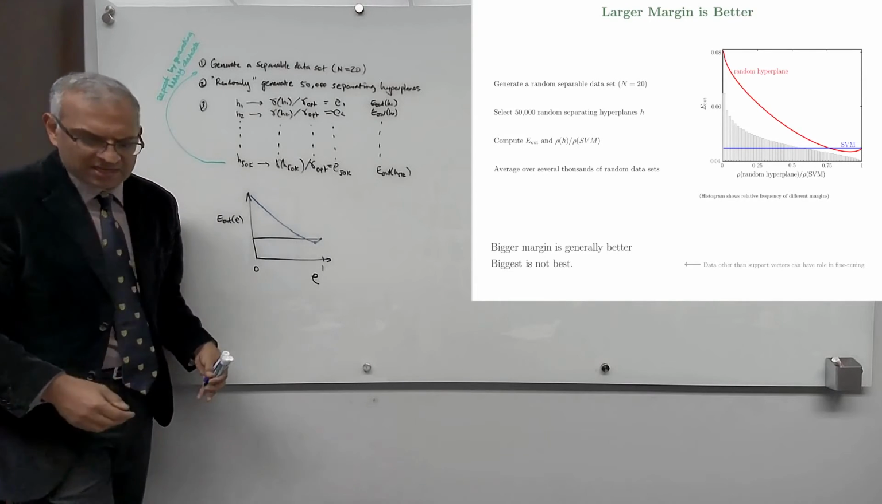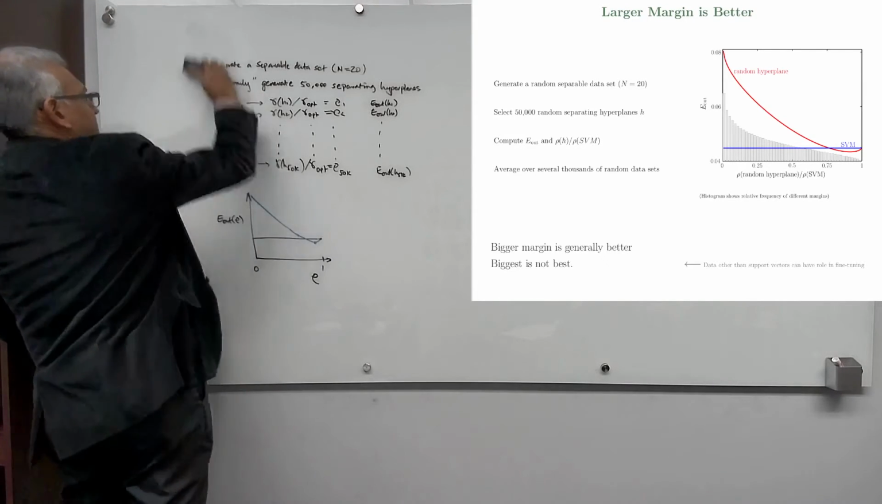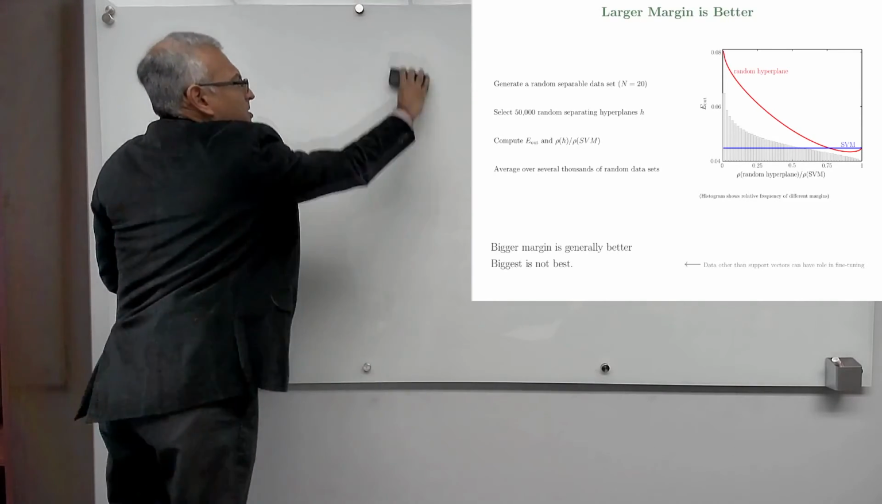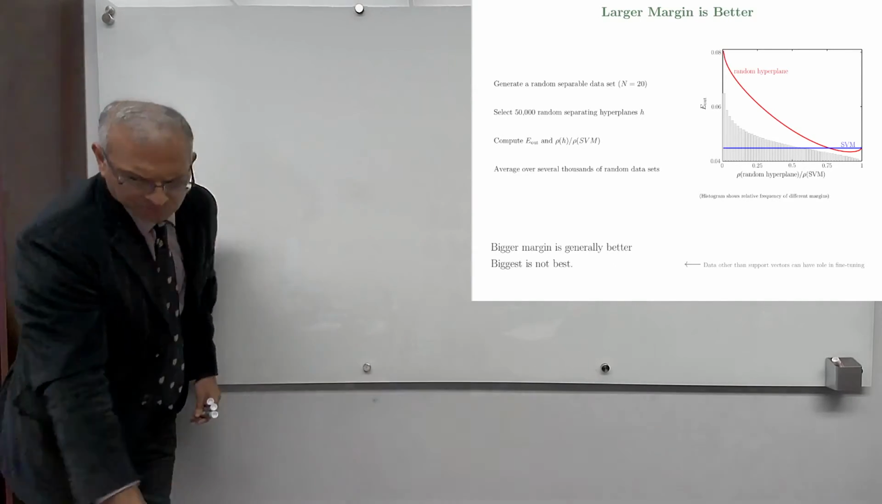Okay. Let's look at another experiment. There's no harm done in looking at experimental data to justify intuition and theory. You should always do this.